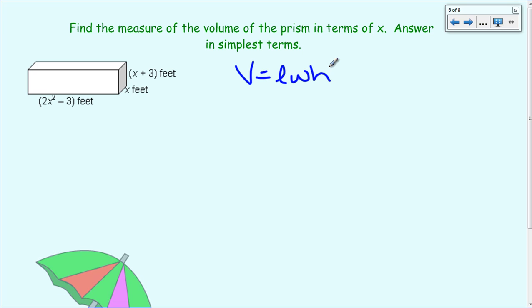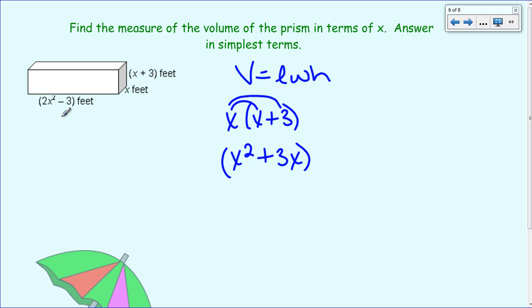And so I'm going to take these 2 pieces at a time. I'm going to do my length and my width first. X times x plus 3. So I'm going to do x times x plus 3, and let's get those out of the way. Well, x times x becomes x squared, and x times 3 becomes 3x. So now I have to multiply this times my other part, which is 2x squared minus 3.